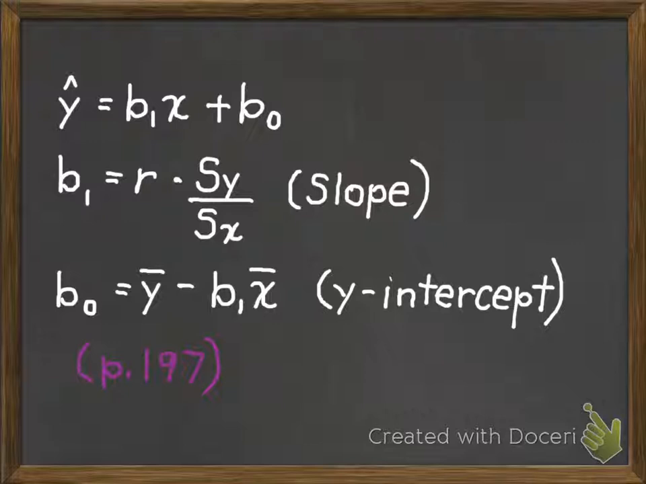Now let's analyze the slope formula so that you can better see the close connection between the R correlation and the slope of the least squares regression line.